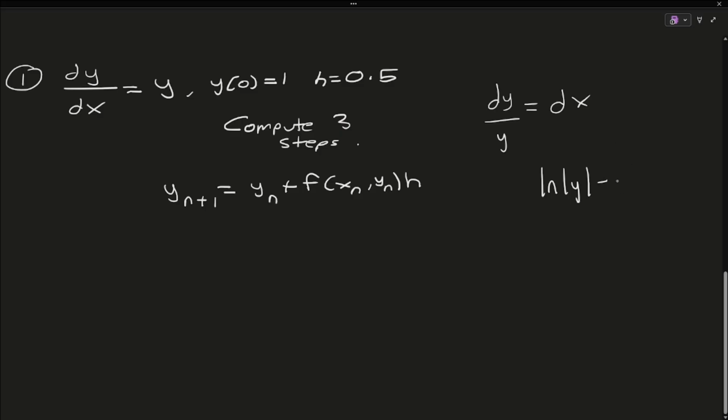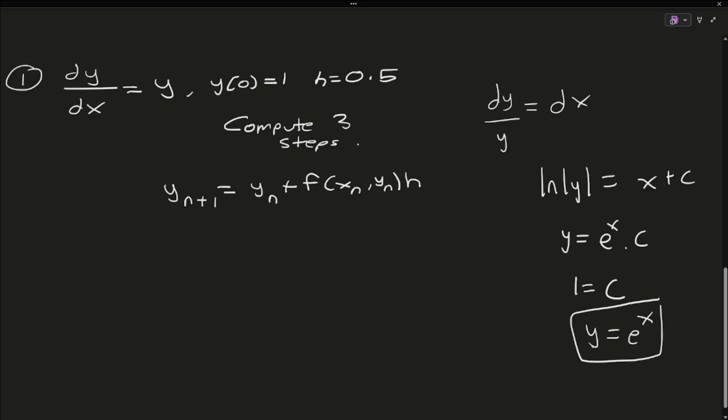Or you can add the plus c on the right-hand side, which would be better, and x plus c. And we would take the exponent, and y would be equal to e to the x times c, and our initial condition is given to be y(0) equals 1, so y(1) would be equal to c, so that would mean y equals e to the x.